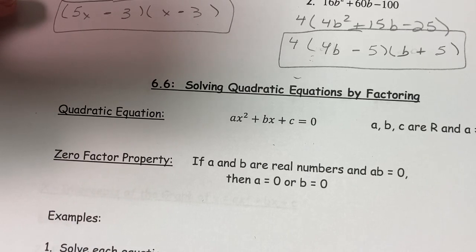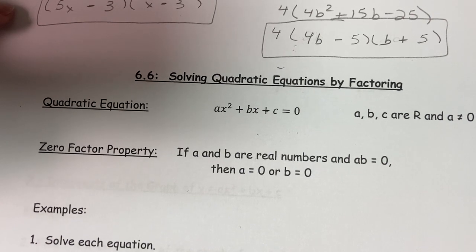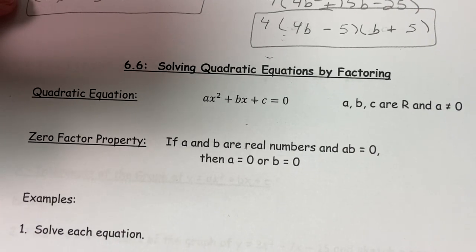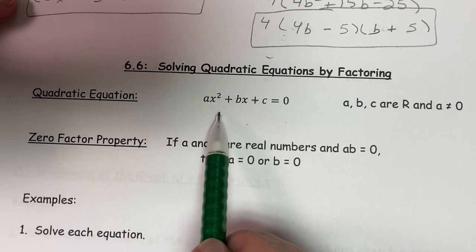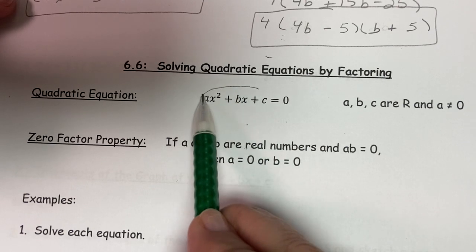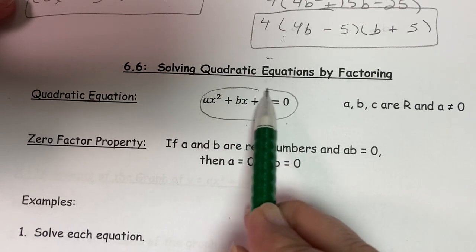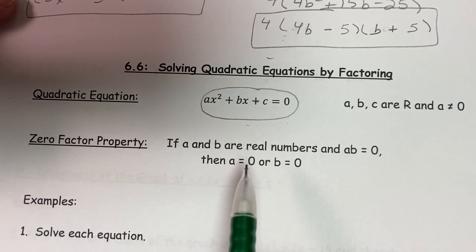All right, it's time to do the last section of chapter 6. So we're going to solve quadratic equations by factoring. So first of all, the definition, what is a quadratic equation? A quadratic equation is an equation of this form. In other words, a quadratic equation is an equation that has an x squared in it.